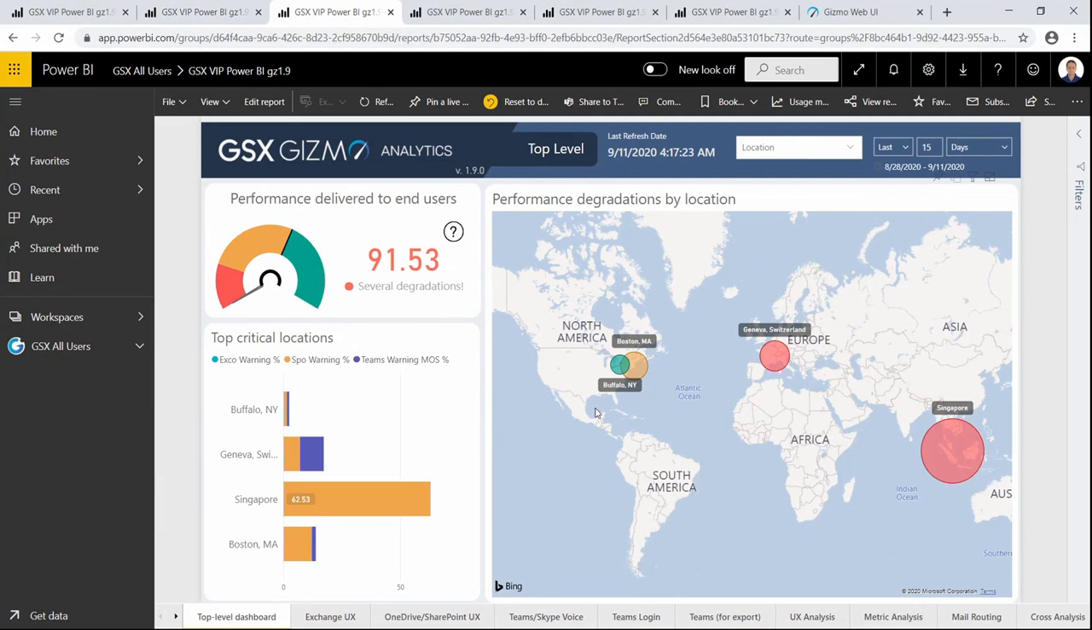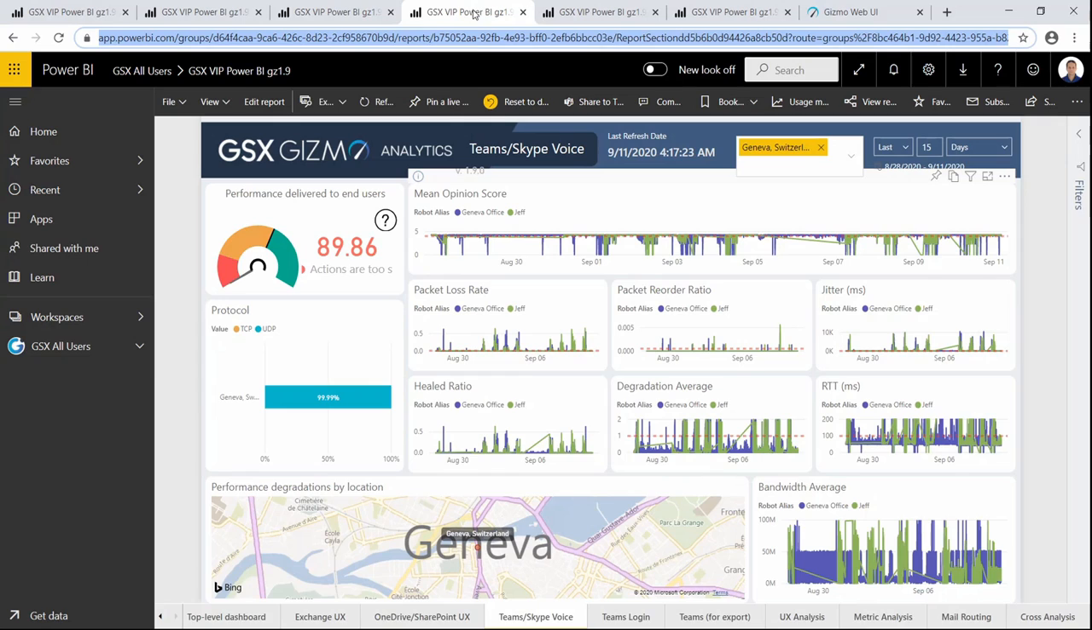So here, coming back to the top-level dashboard, we see directly that blue is Teams, and Geneva has a lot of issues with Teams. Half of their problems are Teams issues. If I go to Geneva now, we see two different robots again: one on a desktop and one on a laptop user, and both are working in Geneva.